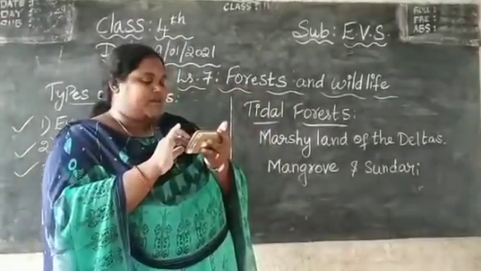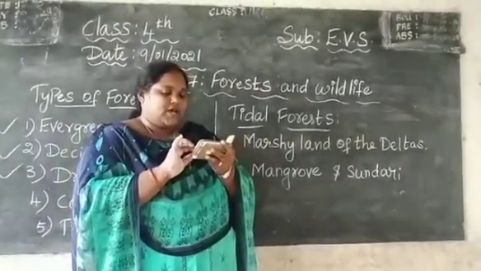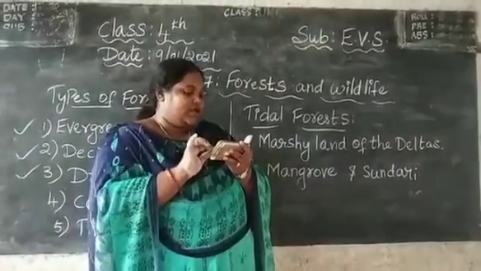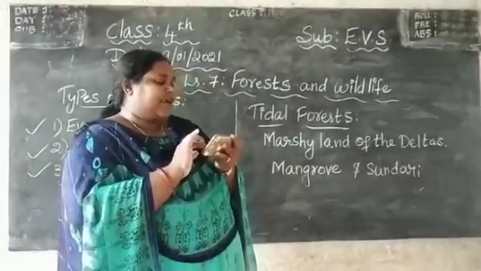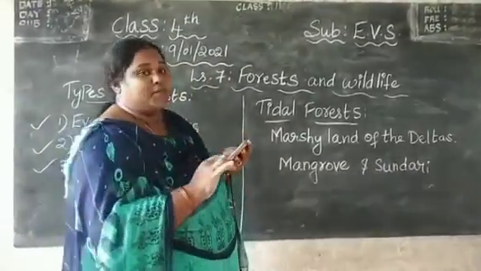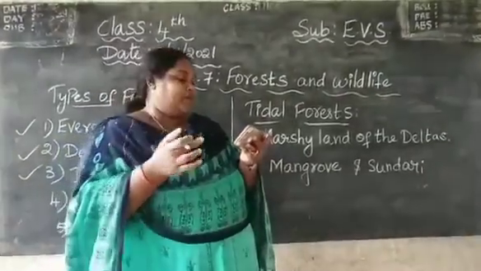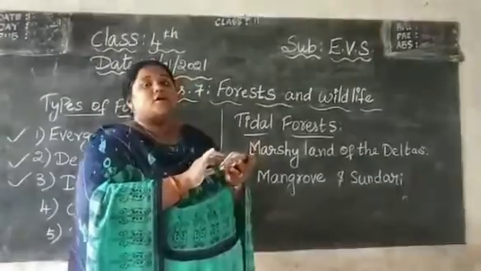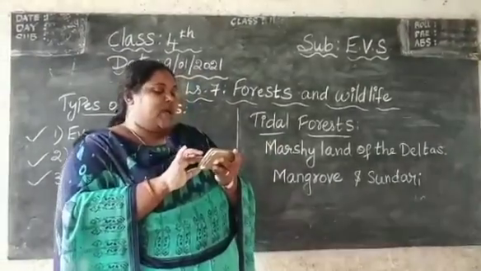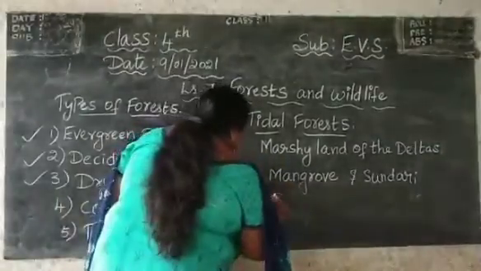And on the next page, the tidal forest in the delta of the Ganga and Brahmaputra in West Bengal is called Sundarbans because of the Sundari trees found here. So in West Bengal, these forests are called Sundarbans, because of the Sundari trees found here.